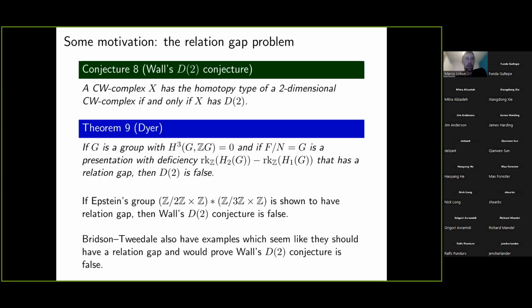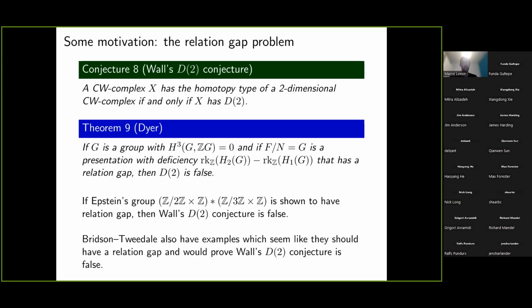Okay, so I said at some point that I would give some reason why the question about Epstein's group was interesting. Well, here it is. If you can prove that Epstein's group does have a relation gap, then you get a counterexample to Wall's D2 conjecture. This is quite an old conjecture, and it seems like such a nice and simple group. One should be able to understand everything about it, and yet we still don't have a conjecture.